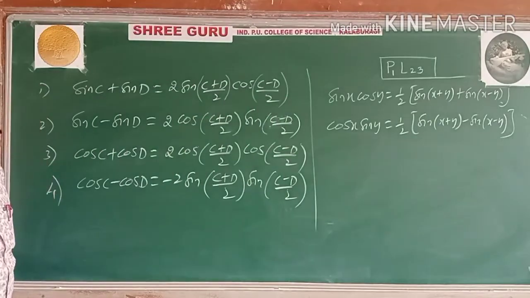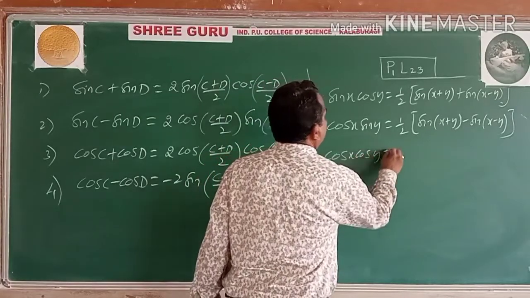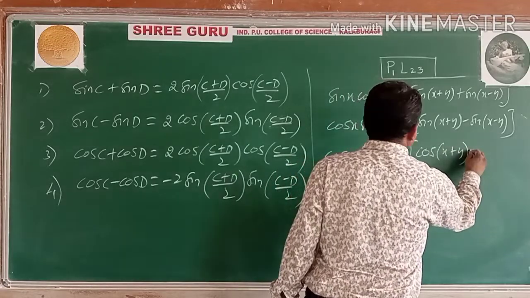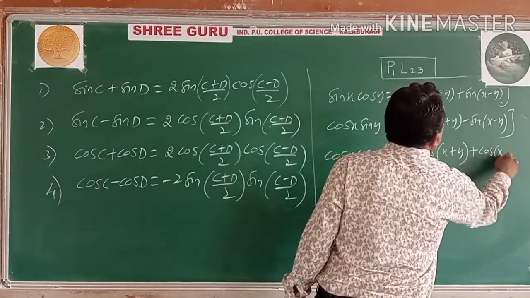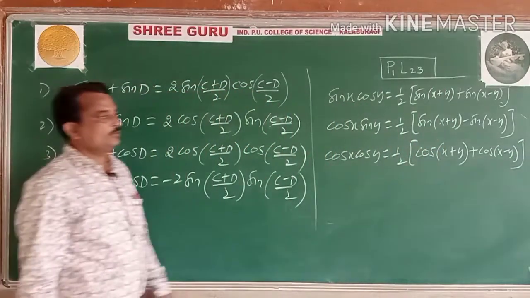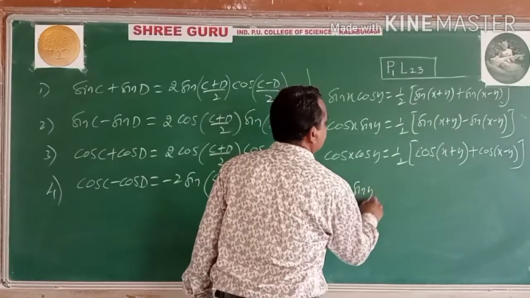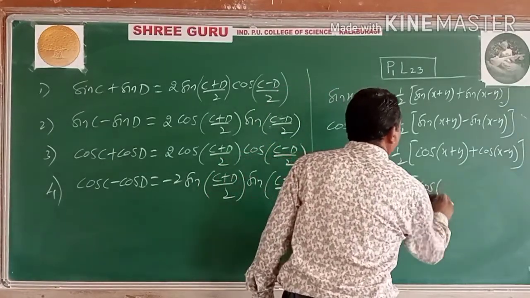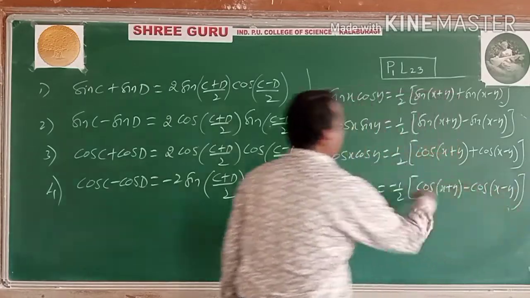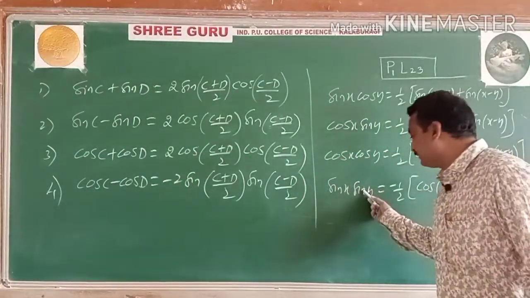Difference. Cos x into cos y: cos x plus y plus cos of x minus y. Sin x into sin y: cos x plus y minus cos of x minus y, with minus 1 by 2 into that. Sin x into sin y.